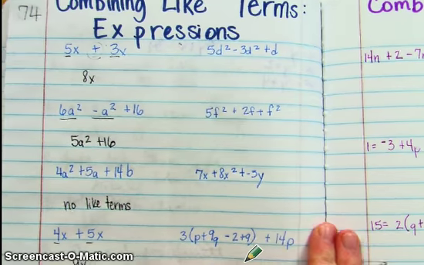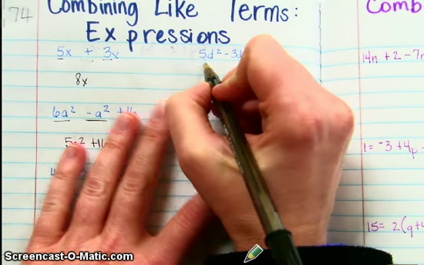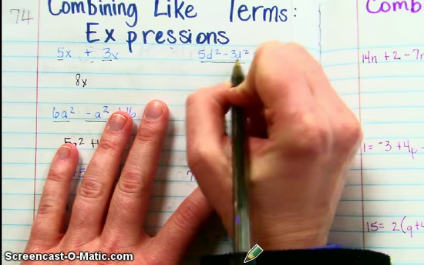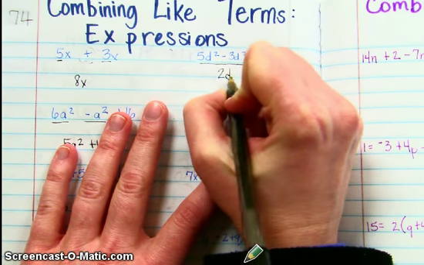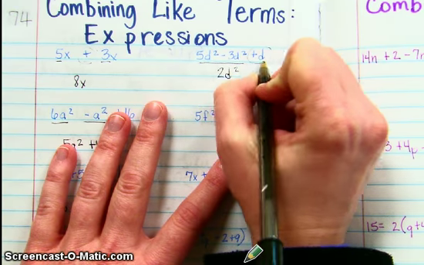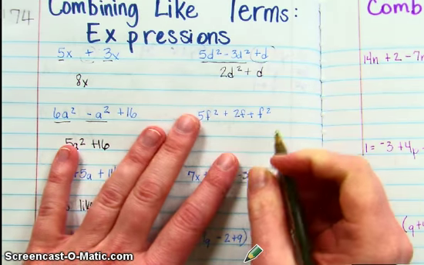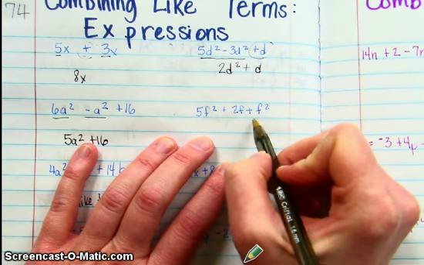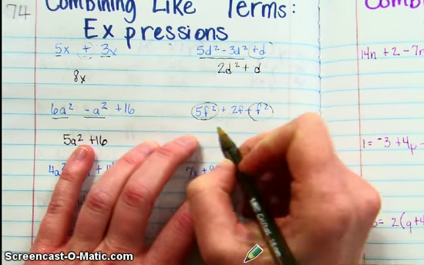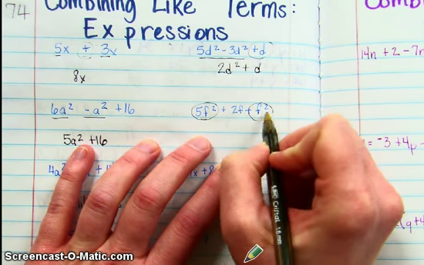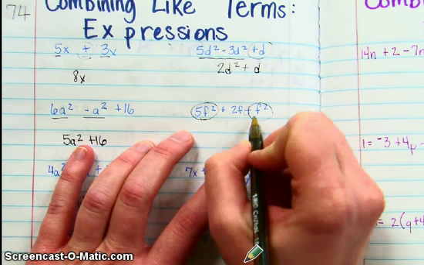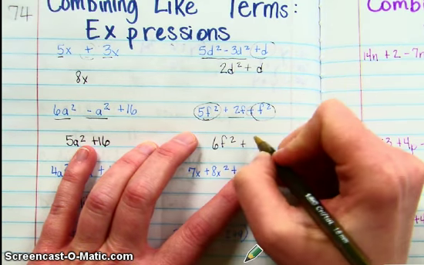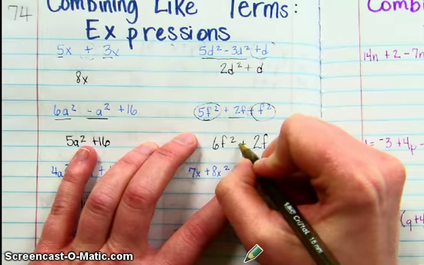5d to the second minus 3d to the second plus d. These are like terms, exact same variable, exact same exponent. 5d to the second minus 3d to the second is 2d to the second power plus d. It does not have any like terms, so we just write plus d again. 5f to the second plus 2f plus f to the second. We've got like terms there, 5f to the second and f to the second. You add those together, that's what's in front here, so that will be 6f to the second. 2f has no like terms, so we just write it again, plus 2f.